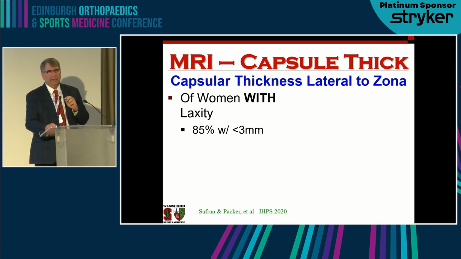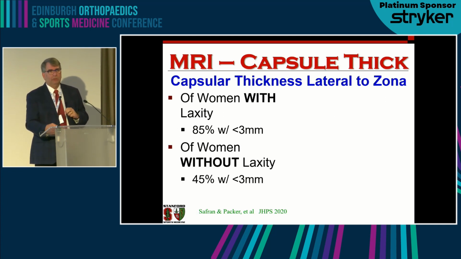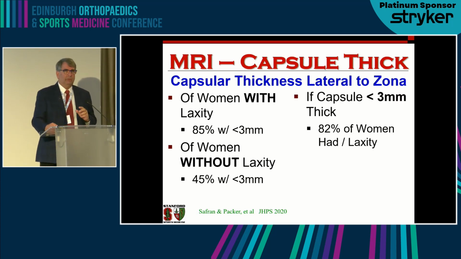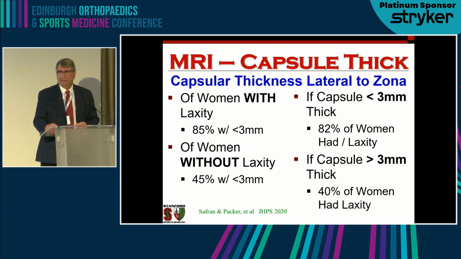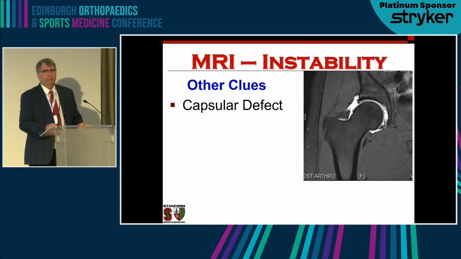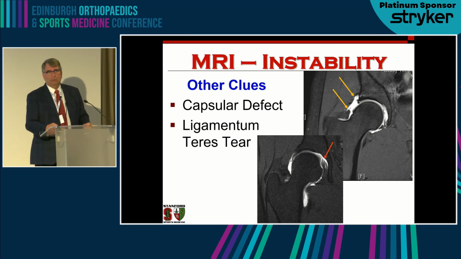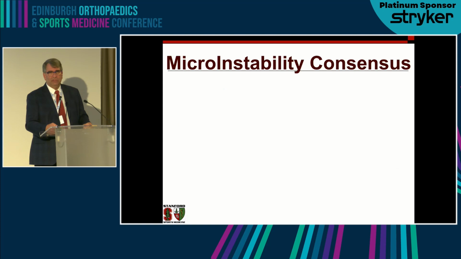In women that had laxity, 85% of them had a capsular thickness of less than 3 millimeters on that axial oblique. Of women without laxity, less than half had a capsular thickness of less than 3 millimeters. And if you took 3 millimeters as an absolute number, 82% of those that had a capsule less than 3 millimeters had laxity if they were female. And only 40% of women that had laxity had capsular thickness of greater than 3 millimeters. Other things, obviously, if you see a capsular defect like that, that should be a clue. Ligamentum teres tears. Not all the radiologists are reading the ligamentum teres tears, but we see that with instability.